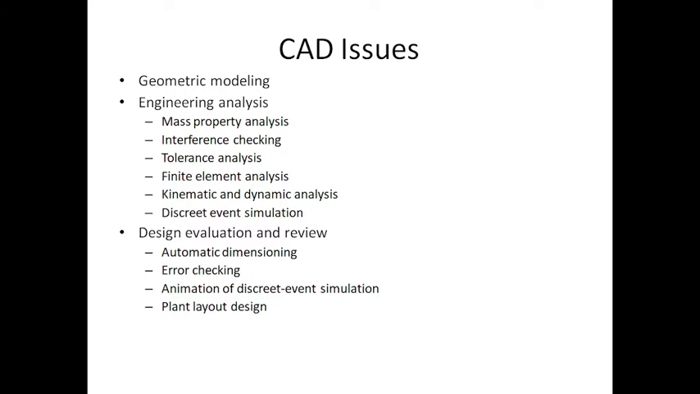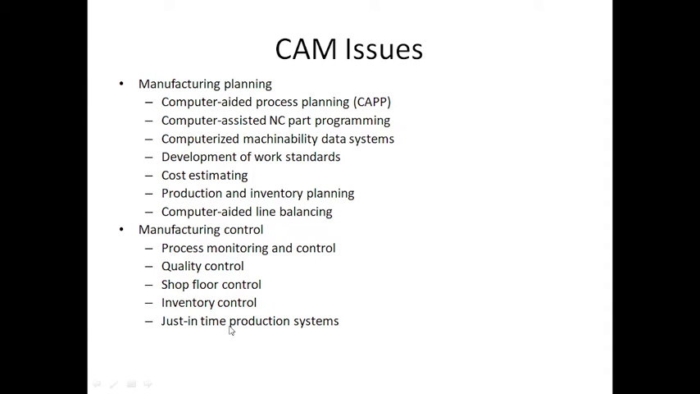Then error checking, whether it is an error or some discrepancy in your design or design to manufacturing. Maybe you identify some issues which are bound to occur when you go for manufacturing. So all these things can be done. And animation of discrete event simulation is another thing which can be visualized beforehand. And then we have seen a few examples of plant layout design also in our previous lectures.